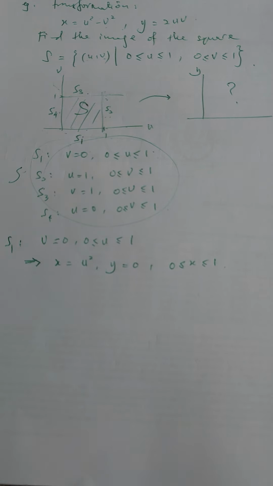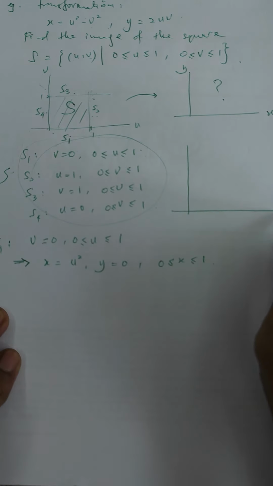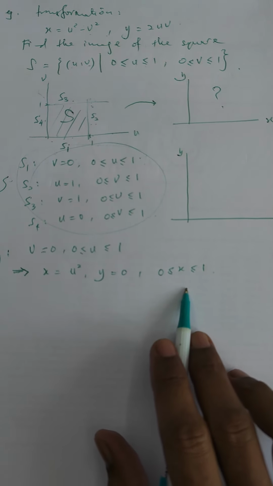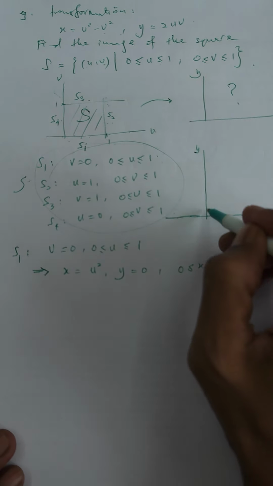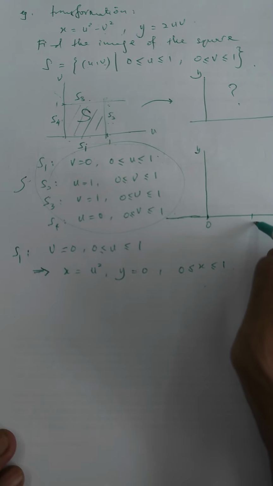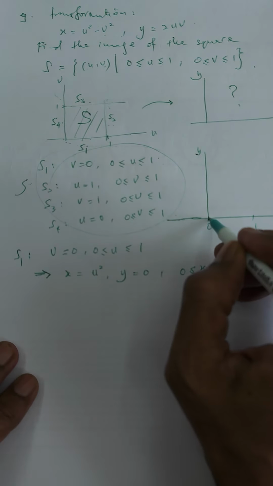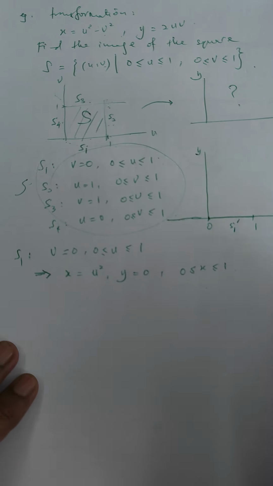So from there you can see S1 transforms. Let me plot it here. This is on the XY plane. So you have X from 0 to 1. From here, let's make it a little bit longer. This is 0, and this is 1. So S1 transforms into this one here. Let's call this S1 prime after transformation.